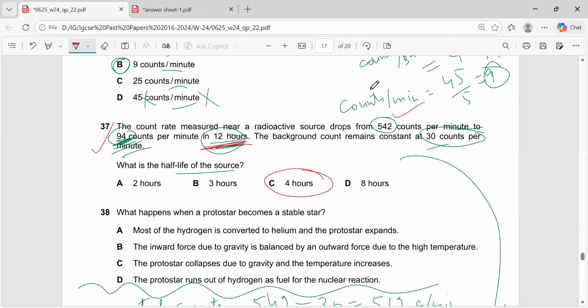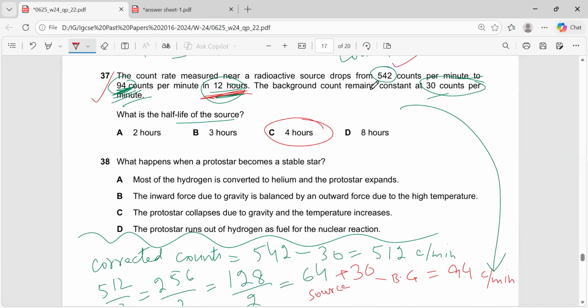Now, my dear friend, 38. What happens when a protostar becomes a stable star? Just open my notes where it is the life cycle of stars: nebula, then protostar. When a protostar becomes a main sequence star, a stable star, stable means it is in equilibrium. Resultant force will be 0. So the force of gravity inward will be equal to the pressure force, or the force caused by the temperature. So the inward force due to gravity is balanced by the outward force due to high temperature.